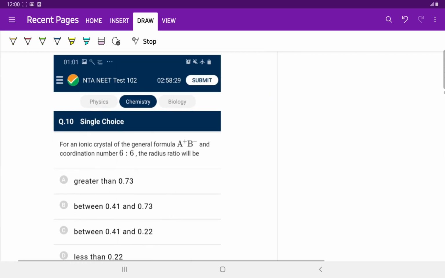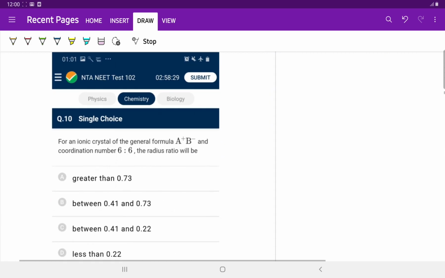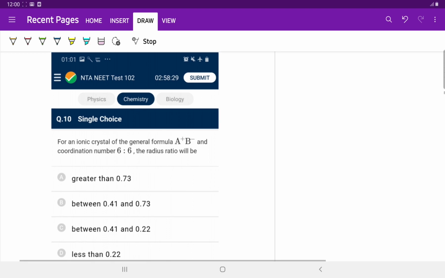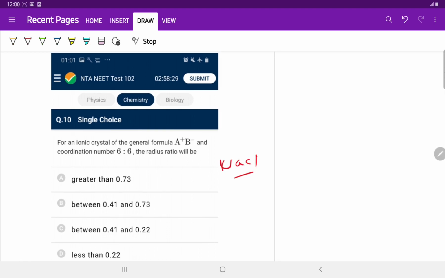Question number 10. For an ionic crystal with the general formula A+B-, coordination is 6:6, NaCl type structure, and the radius ratio for cation and anion is 0.414 to 0.732. So option B is correct for question number 10.